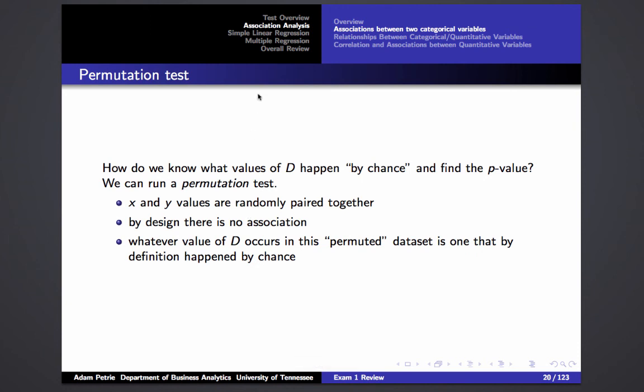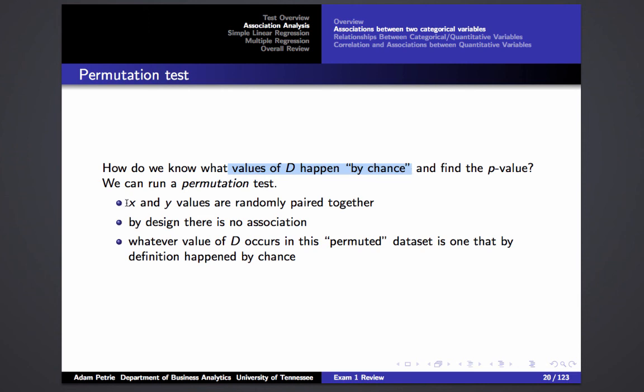Okay, so here's a key thing, and something that you're going to want to be familiar with, was how we figure out what values of the discrepancy can happen just by chance, and therefore how to calculate the p-value. So know the ins and outs of the permutation test and how it works. Well, basically to figure out what values of d happen by chance, we create permuted data sets where by design x and y have no association.